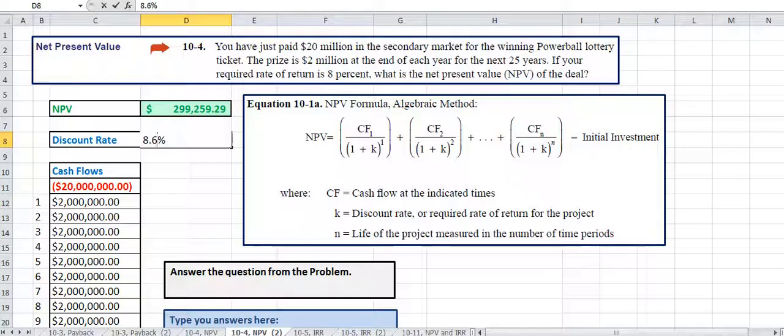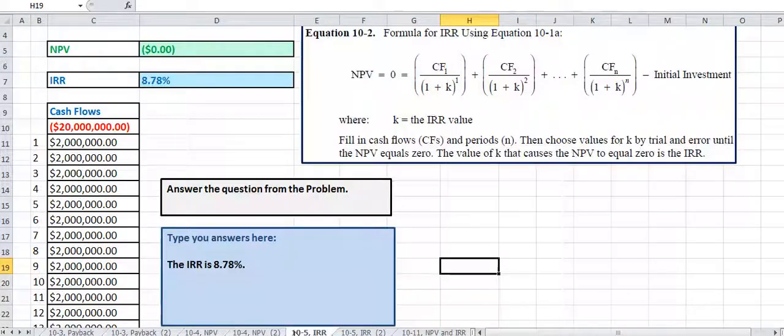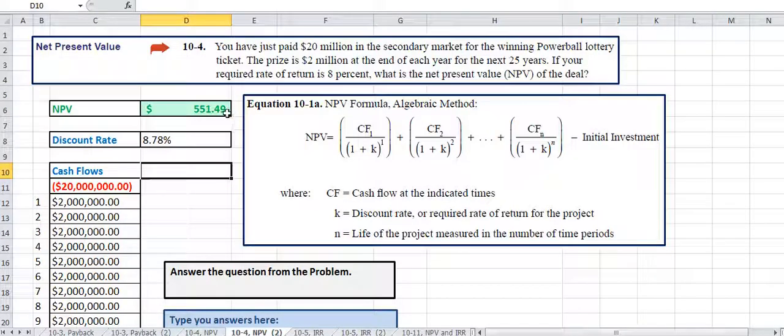We put in 8.7, we still are positive. And even if we put in 8.78, we're still going to be slightly positive, because the actual internal rate of return, if you remember, is actually 8.78 plus a whole bunch of other numbers. So the 8.78000000, which is what we put in over here, is going to still leave us slightly positive.